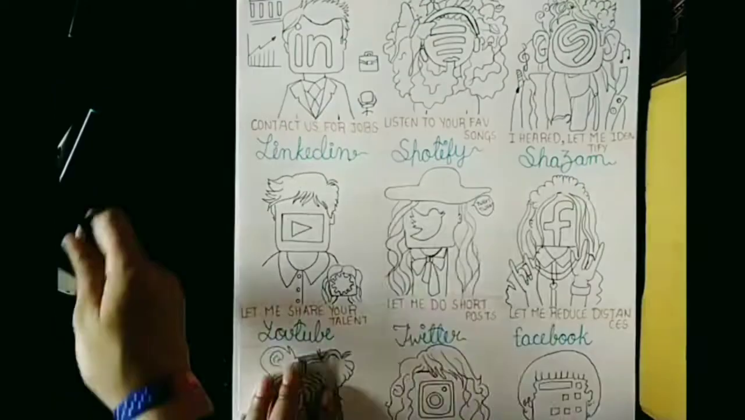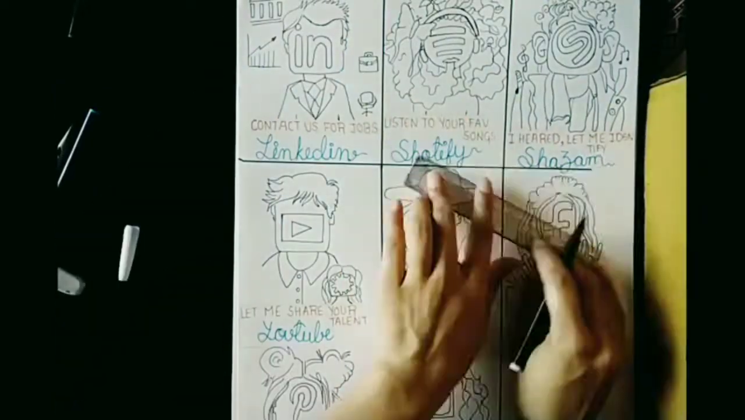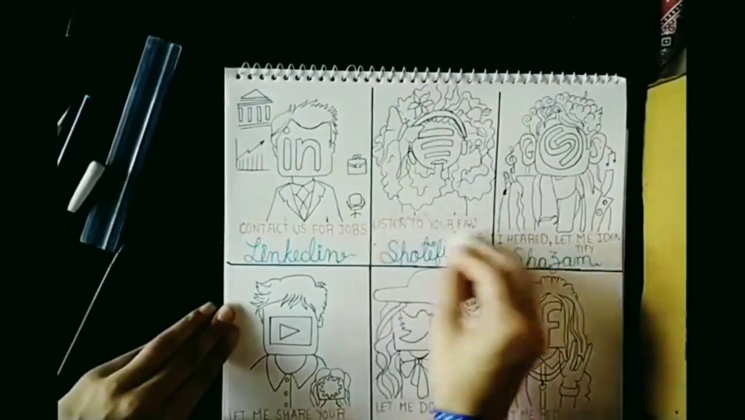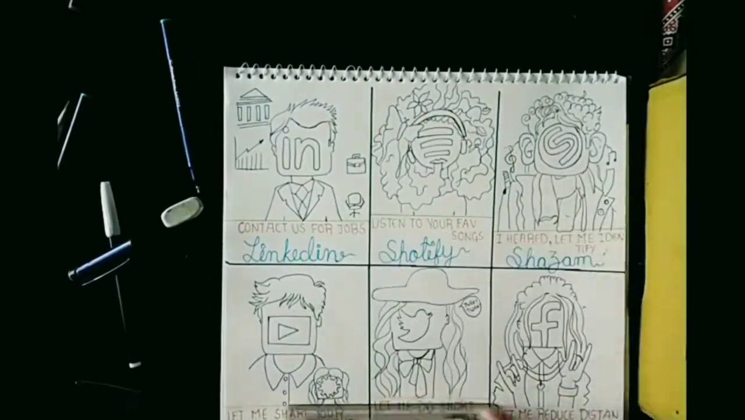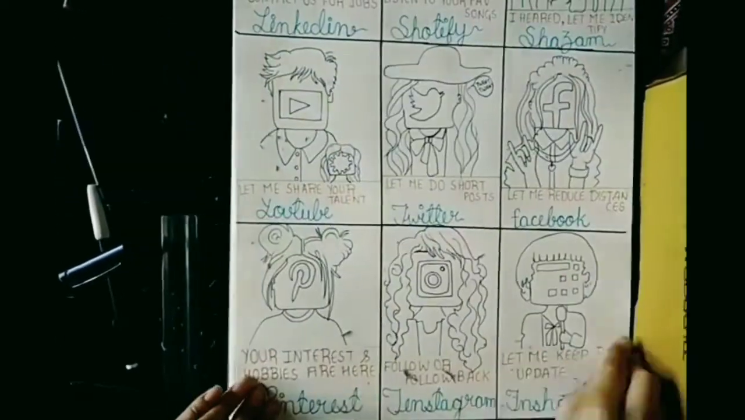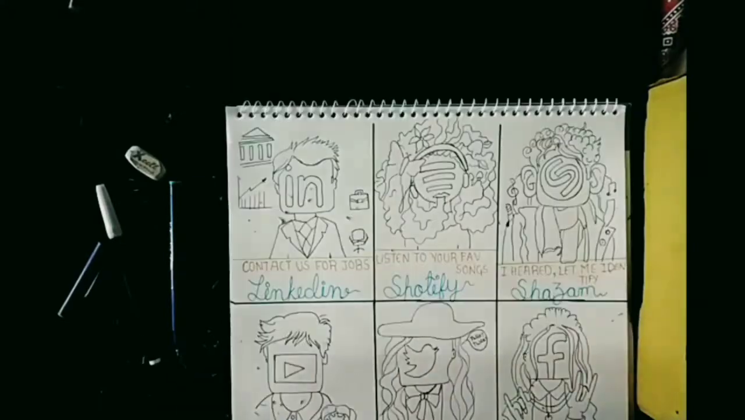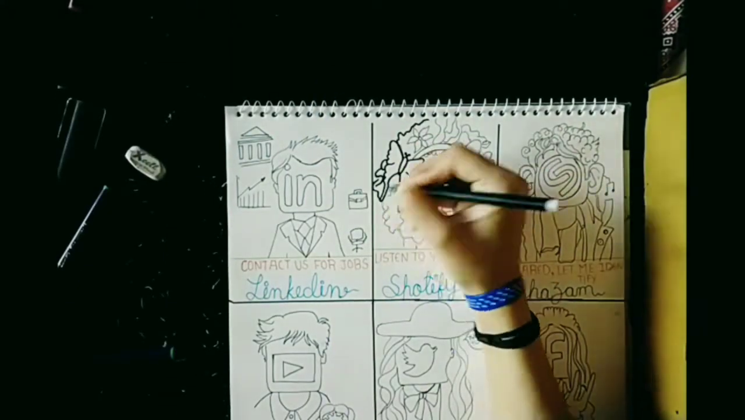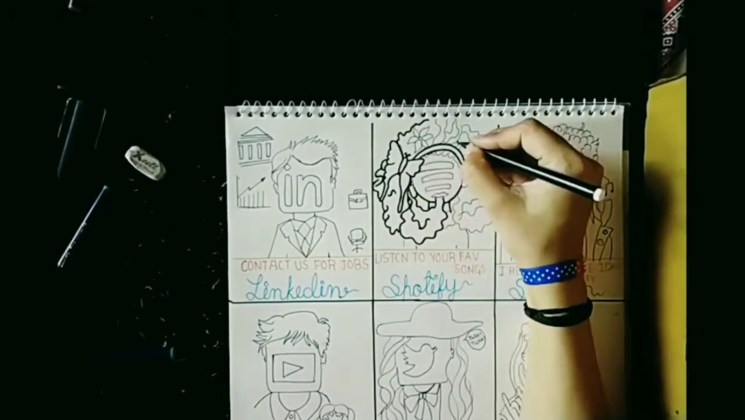So in today's video, I will show you how it looks if an app has a body. Here I'm trying to give character to the apps by adding bodies to them. It is very important for an artist to have an art vision. In my case, I do have an art vision, and with the help of that only, I see all the things differently.